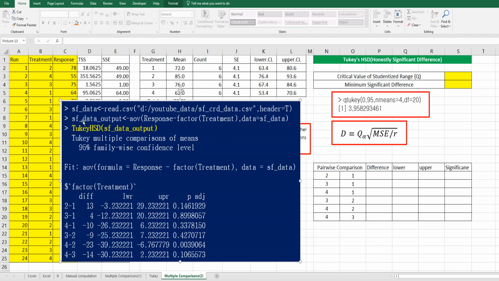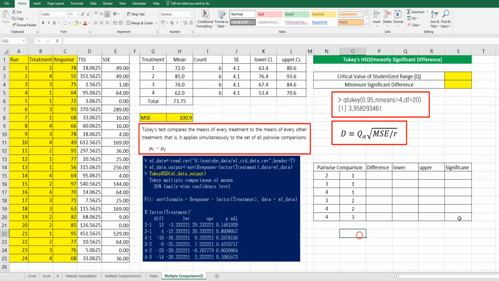Let's get this output manually in Excel together. This is the formula to get Tukey's HSD. You can get Q by Tukey function in R, right? So we consider 5% significance level. So after qtukey function, you can put 0.95, and there are 4 treatments, so n means equals 4. And degrees of freedom equals 20, because there are 24 observations and 4 treatments. So 24 minus 4 equals 20. So the Q value here is 3.95.